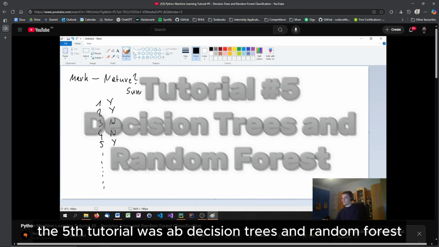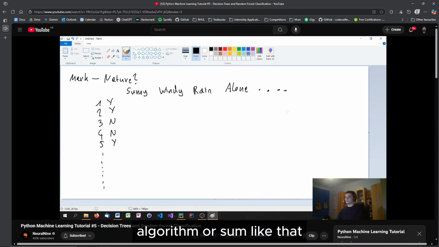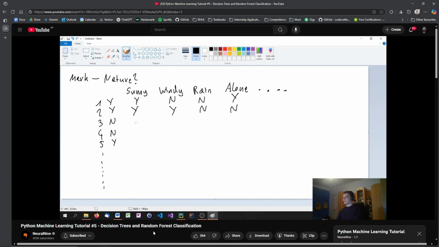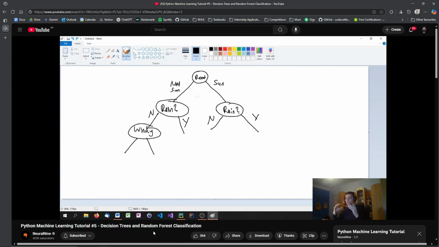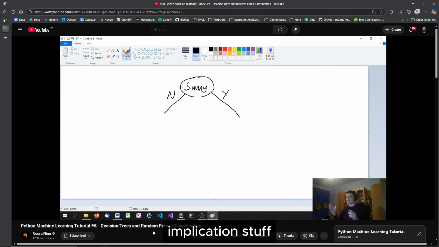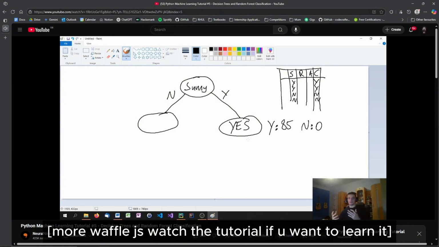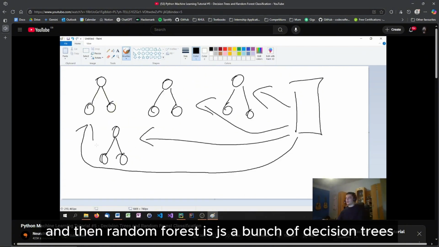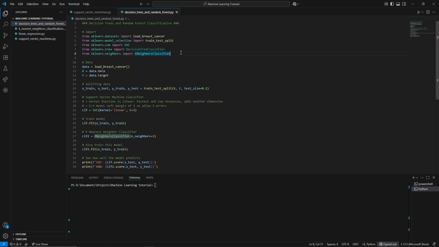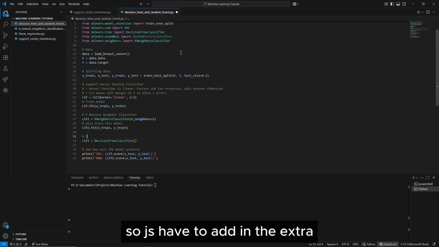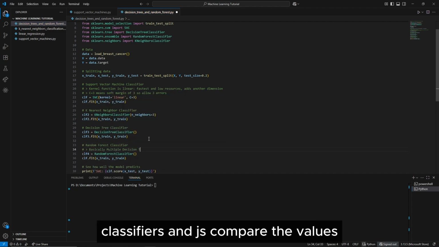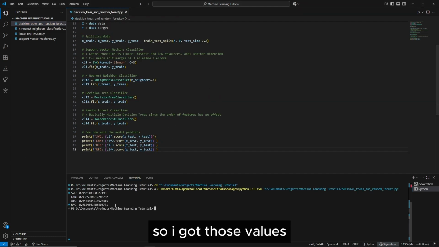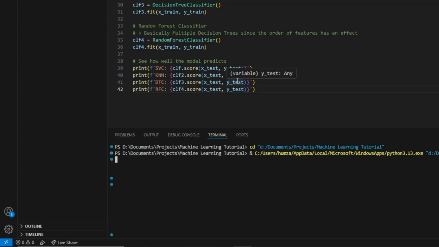The 5th tutorial was about decision trees and the random forest algorithm, and he's just explaining how this is kind of like real life, where you kind of imply stuff. He's saying if it's sunny, like if everyone said yes, then you're definitely gonna go, otherwise you're not. And then random forest is just a bunch of decision trees, adding the code together. So you just have to add in the extra classifiers and just compare the values. So I got those values, and then this one somehow got the same values for 3 of them.